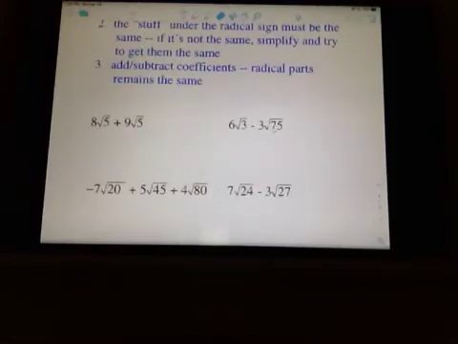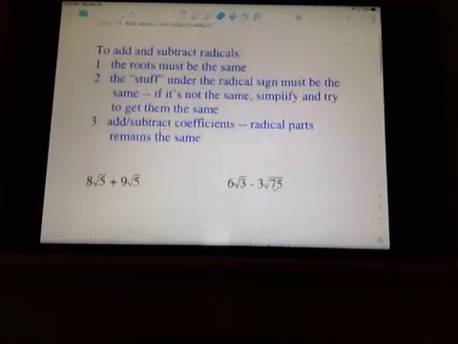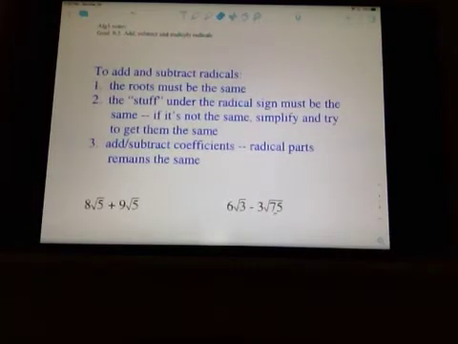All right, goal 9.3 on adding and subtracting and multiplying radicals. So let's start with addition and subtraction. To add and subtract, the roots must be the same. So square roots with square roots, cube roots with cube roots, etc. The stuff under the radical must be the same. If it's not, you're going to simplify and try to get them to be alike. And then lastly, once they're alike, you add and subtract coefficients.